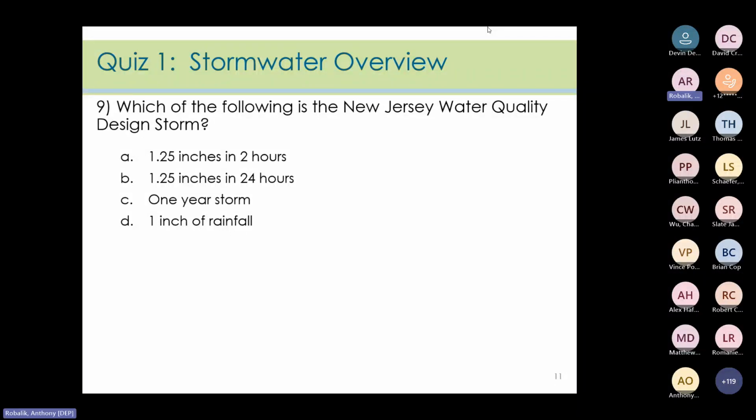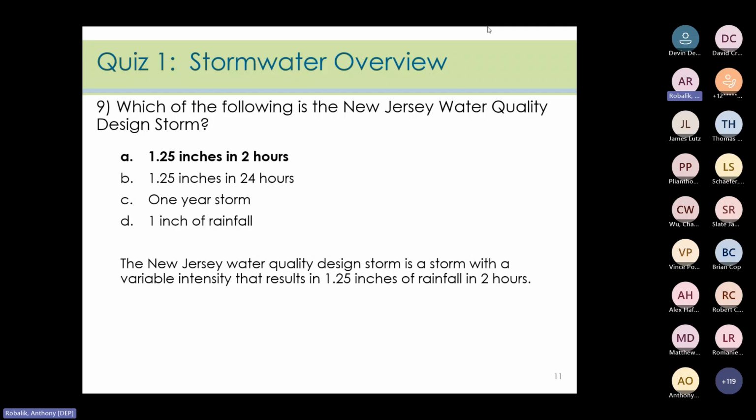Okay, question 9. Which of the following is the New Jersey water quality design storm? And the answer to this is A, 1 1/4 inches in 2 hours. The NJ water quality design storm is a storm event with a variable intensity that results in 1 1/4 inches of rainfall over a 2-hour period. And that's defined in the stormwater management rules.